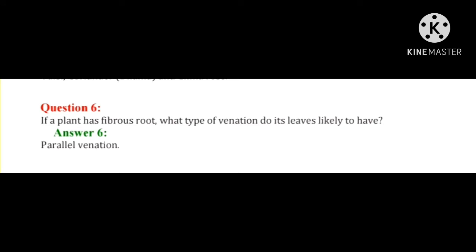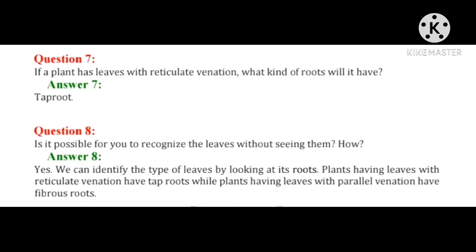Sixth question. If a plant has fibrous root, what type of venation are its leaves likely to have? Yes, parallel venation. Seventh question. If a plant has leaves with reticulate venation, what kind of roots will it have? Yes, taproot. Then eighth question. Is it possible for you to recognize the leaves without seeing them? How? Yes, we can identify the types of leaves by looking at its roots. Plants having leaves with reticulate venation have taproots, while plants having leaves with parallel venation have fibrous roots.